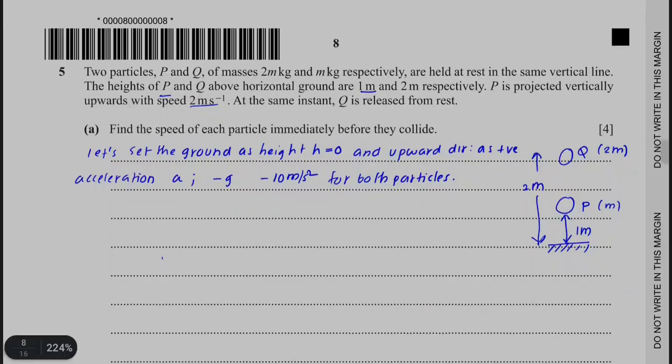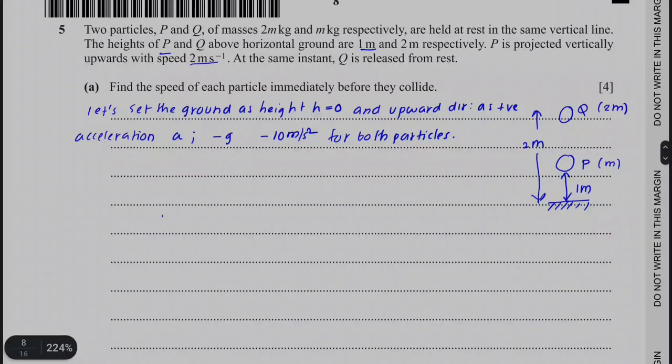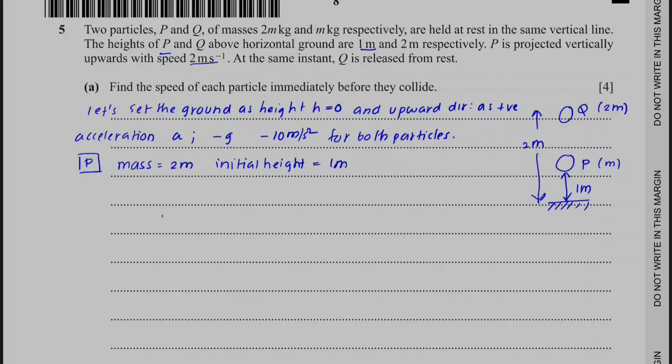Now let's try to solve this problem for each particle. So let's take the first particle P. For P, its mass is 2m kilograms, so I'm writing it as 2m, and its initial height from the ground is not 0, it's 1 meter from the ground, and the initial velocity with which it is projected is 2 meters per second. So this is the information they have already provided in the problem.